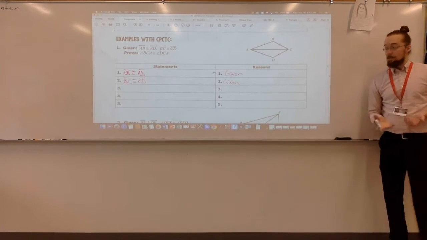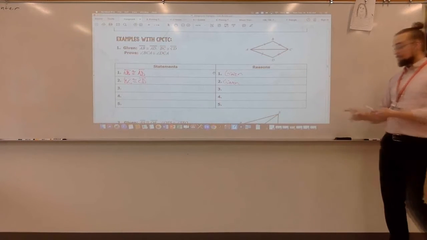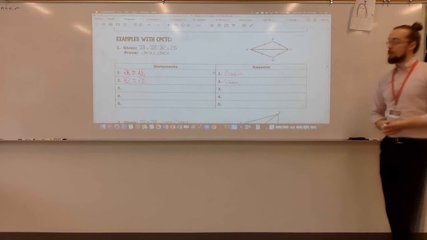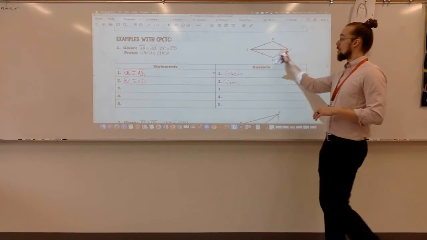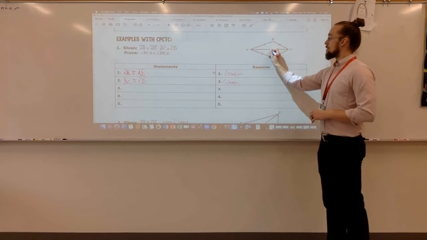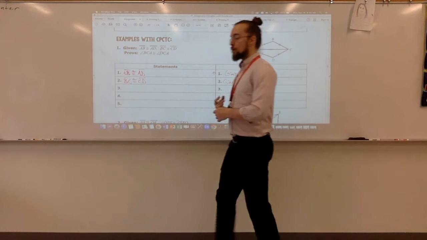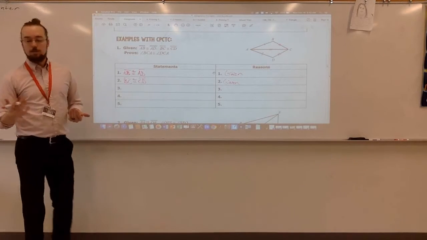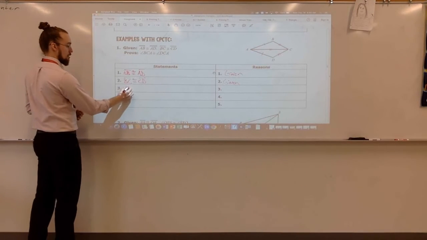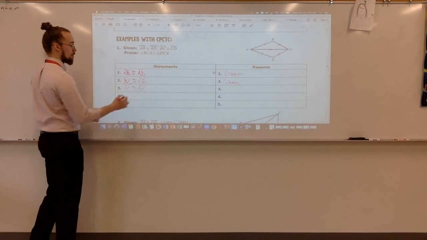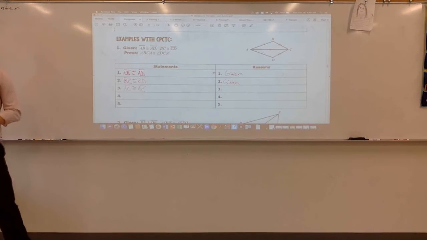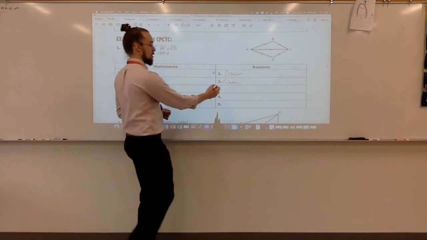So now I've used my givens. Now I need to look at the diagram. Is there anything else we know for sure in the diagram? It's a shared line, right? So I can say that that third side is congruent to itself. So AC is congruent to AC. What would my reason be? Reflexive property.